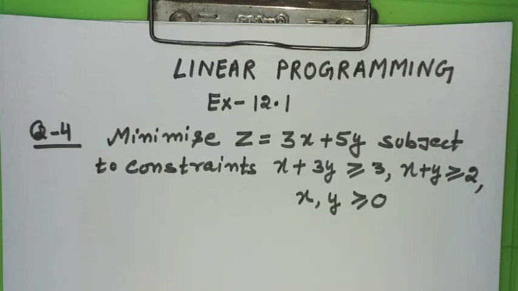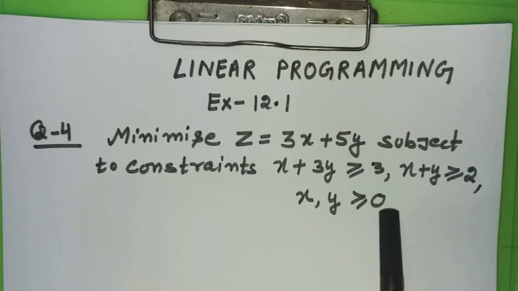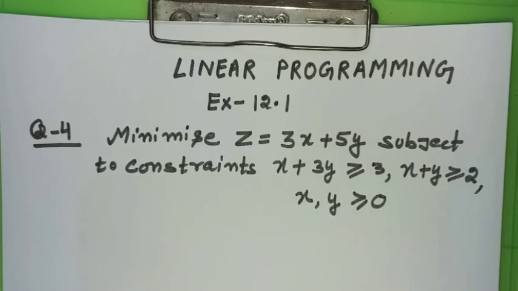So, we are very clear here that this function z equal to 3x plus 5y is the objective function, and x plus 3y greater than or equal to 3 and x plus y greater than or equal to 2, these four are constraints. So, how to solve this problem graphically? We have to solve this problem graphically.